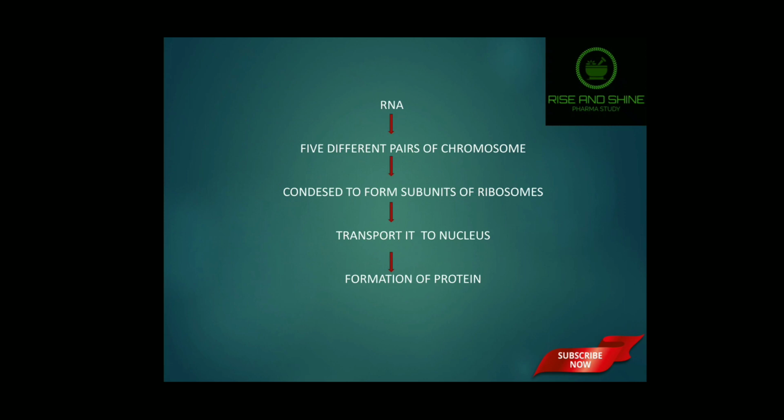Let us see how the RNA will form the protein. First of all, the RNA produces 5 different pairs of chromosomes. Then, these 5 different pairs of chromosomes are condensed into subunits of the ribosomes. These condensed subunits of ribosomes are transported out of the nucleus and are directly involved in protein synthesis.